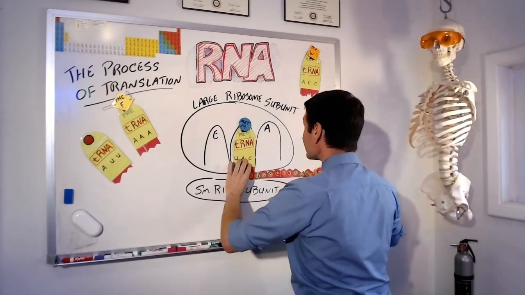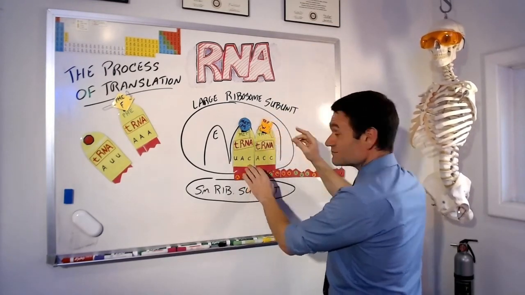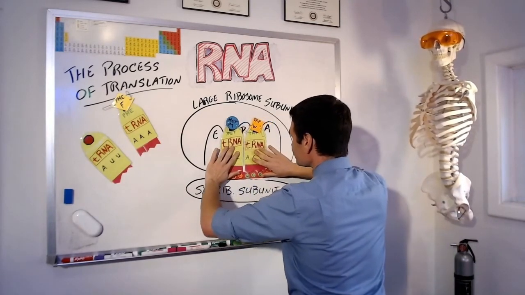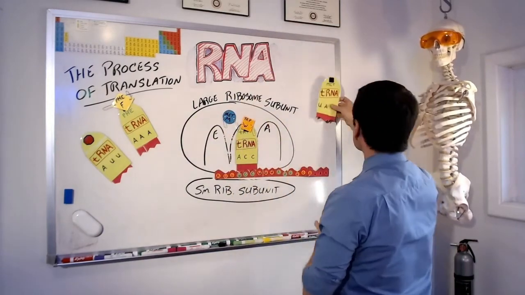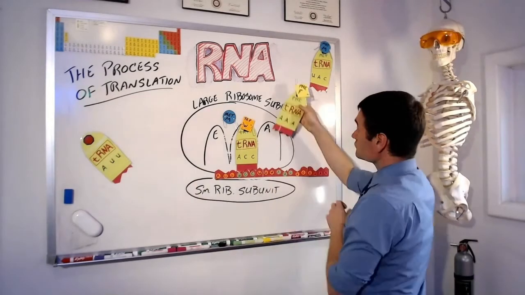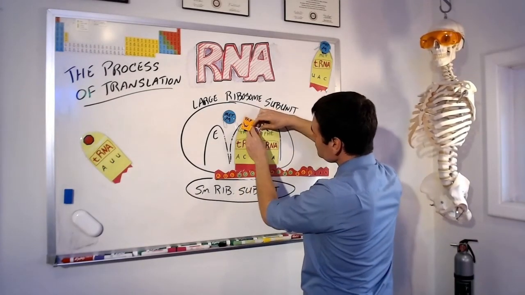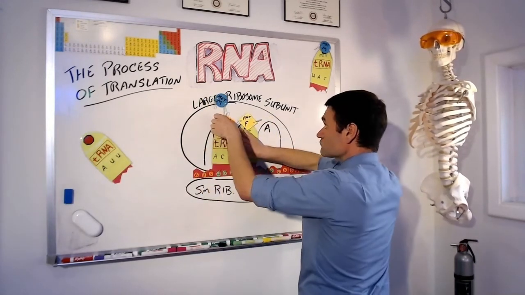Then the entire thing will translocate, it will move down 3 bases, and another tRNA will enter the A site. At this point, a peptide bond is formed between the first 2 amino acids. Once the tRNA's job is done, it exits through the E site, where an enzyme out in the cytosol will attach another amino acid to it, an amino acid appropriate to its anticodon.